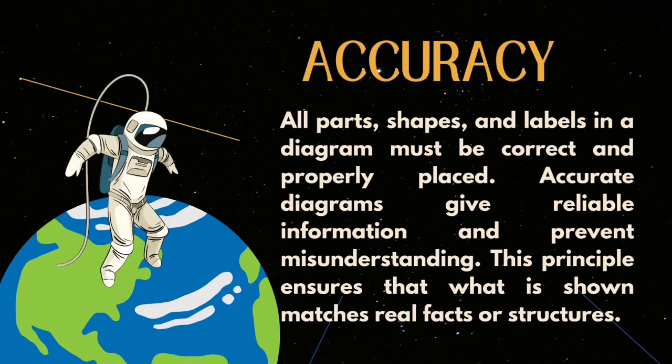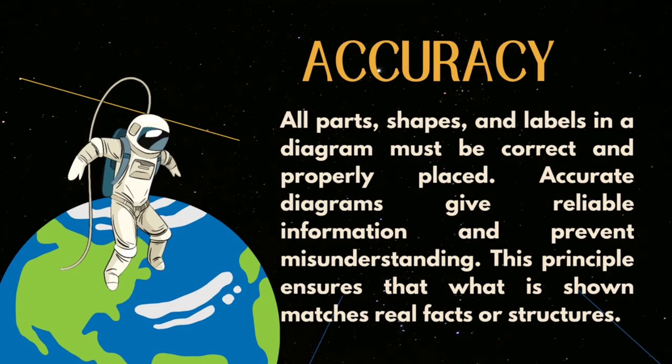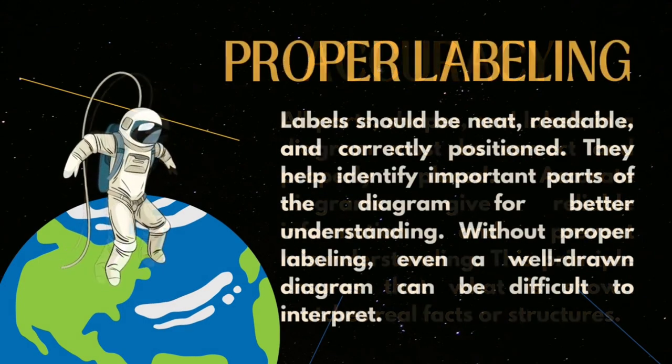Accuracy. All parts, shapes, and labels in a diagram must be correct and properly placed. Accurate diagrams give reliable information and prevent misunderstanding. This principle ensures that what is shown matches real facts or structures.